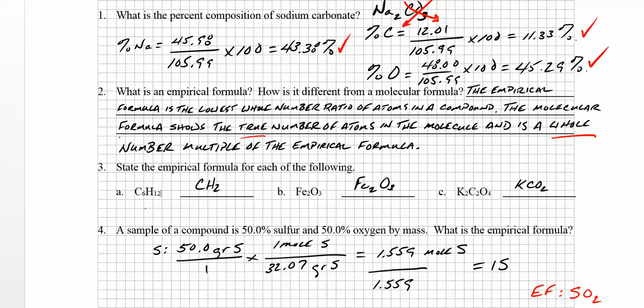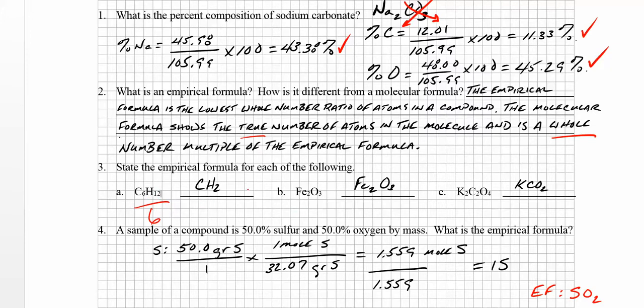Let's look at number 3. C6H12 is an actual compound. It's called hexane. But we can divide both the 6 and the 12 by the largest common multiple, which is 6. And when I do that, I get CH2. So the empirical formula for this molecular formula would be CH2.